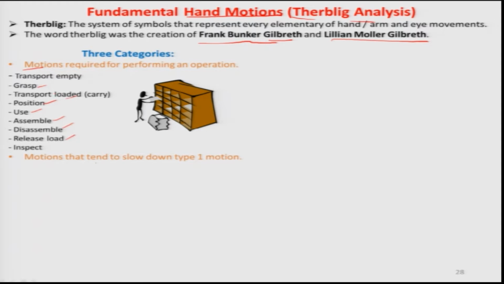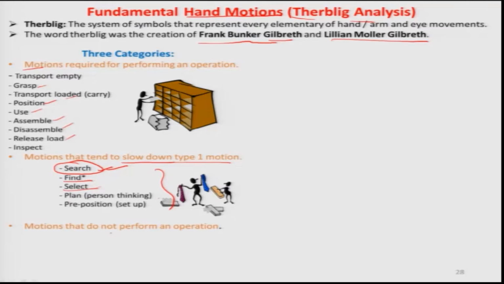Second type is motion that tends to slow down, type 1 motion. This is related to search, find, select, plan and preposition. If you are searching for something, it will take time. Suppose you are transporting one product from one place to another, and somehow you have missed where the product was placed. So, you have to search for that product. It takes time, so it slows down your transportation motion. Second one is find and selection, which also takes time.